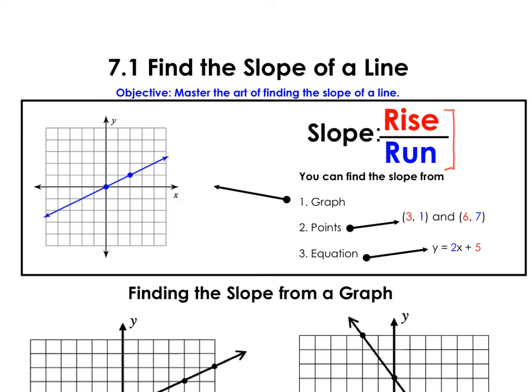And there's three ways you can find it. You can find it from a graph, you could find it from given 2 points, or you can find it from an equation. And in this lesson, we're going to be doing graphs and points. And equations, we're going to do in the next lesson.